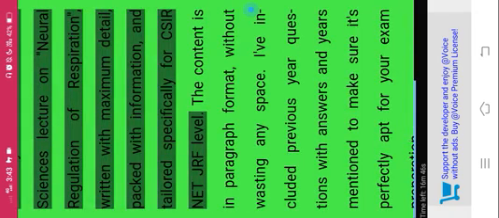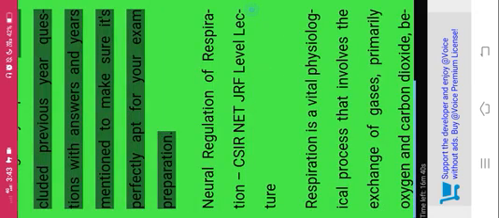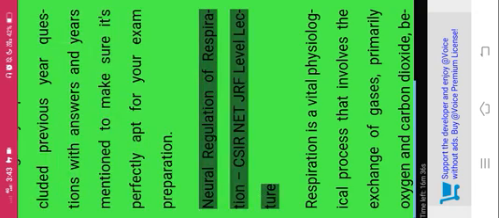ChatGPT said. Here is your CSIR NET JRF Life Sciences lecture on neural regulation of respiration, written with maximum detail, packed with information, and tailored specifically for CSIR NET JRF level. The content is in paragraph format, without wasting any space. I've included previous year questions with answers and years mentioned to make sure it's perfectly apt for your exam preparation. Neural regulation of respiration. CSIR NET JRF level lecture.